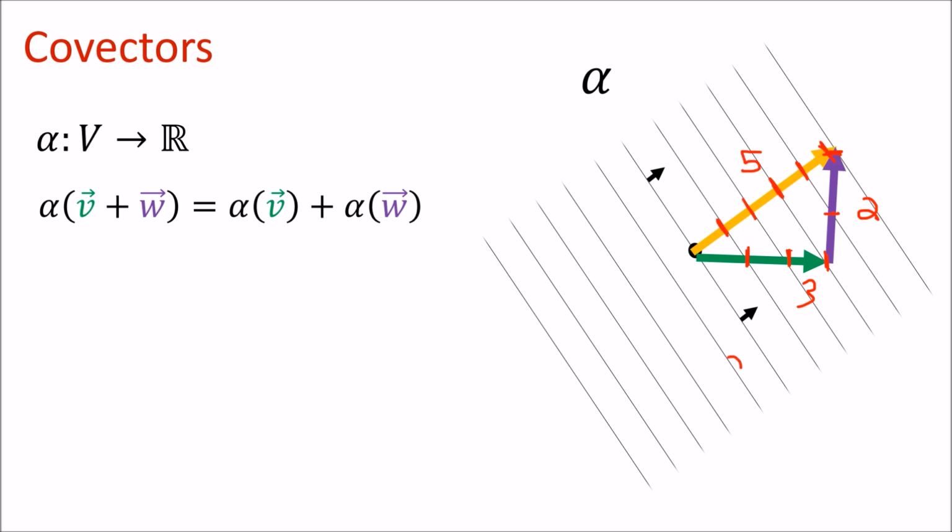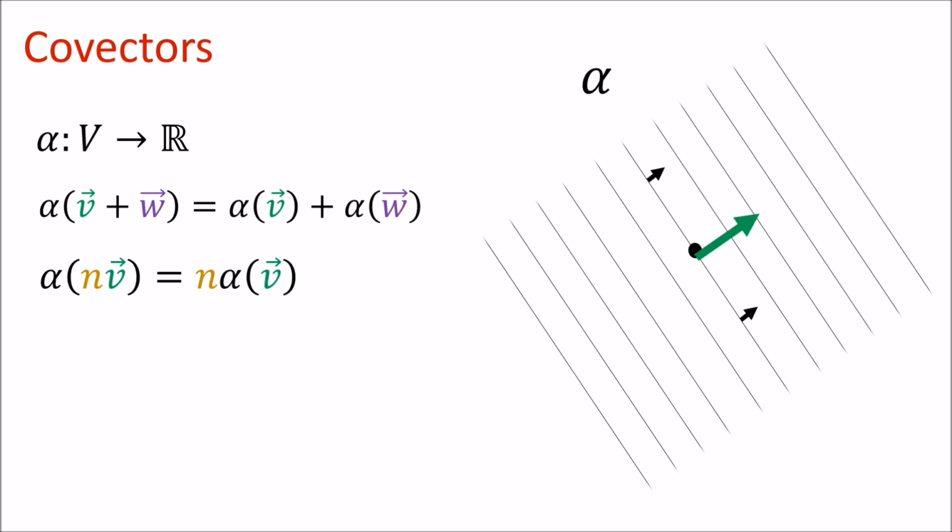So as we can see, 2 plus 3 is equal to 5, so that means we can either add the outputs or add the inputs and get the same result. The second property is that we can scale the input or scale the output and get the same result, and we can see here that this green vector v gives an output of 2, and when we double the length of the vector, we double the size of the output to get 4. So covectors are functions from vectors to scalars that obey these two linearity properties here.